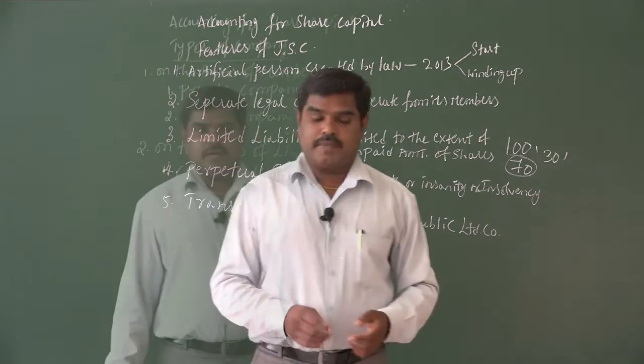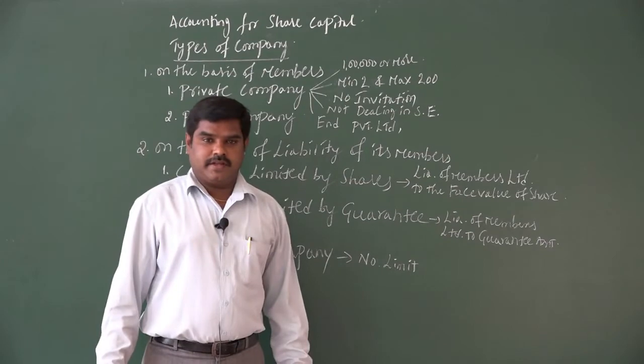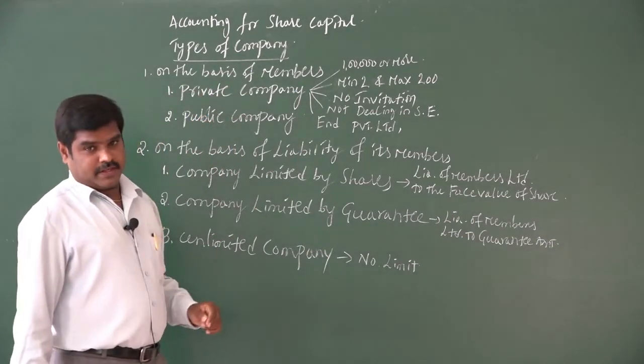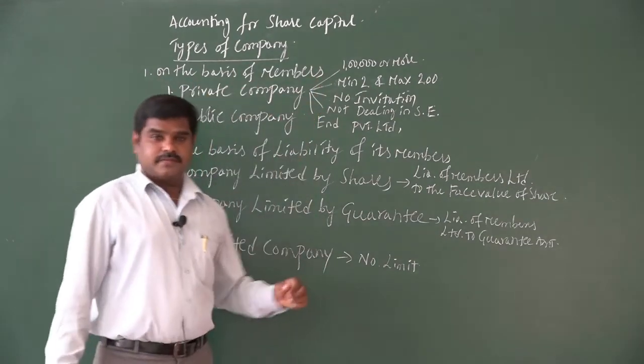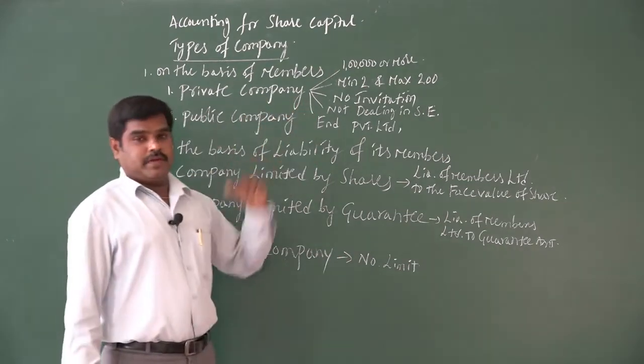Moving on to the next part. Types of company. In first PUC you studied about private company, public company. Types of company on the basis of members is divided into 2, private company and public company.